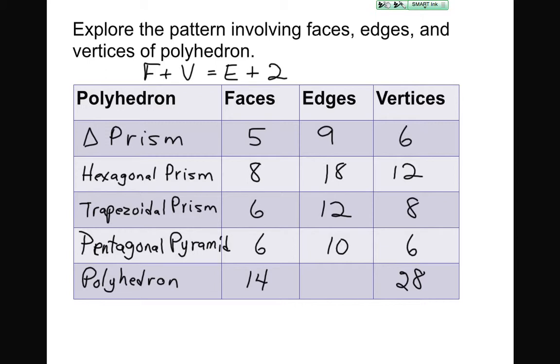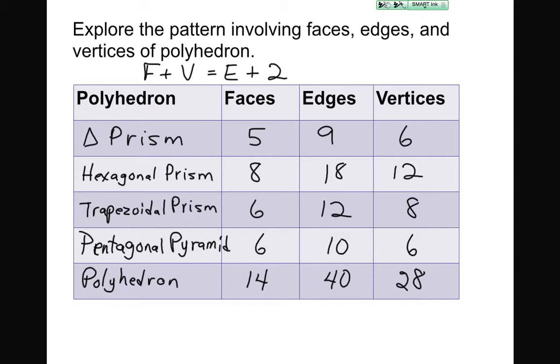6 plus 8 is 14, subtract 2 is 12. 6 plus 6 is 12, minus 2 is 10. So if Megan gave me the first two numbers right, 14 plus 28 is 42. Subtract 2, 40.